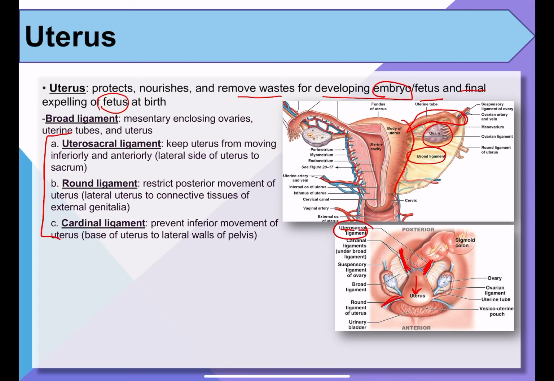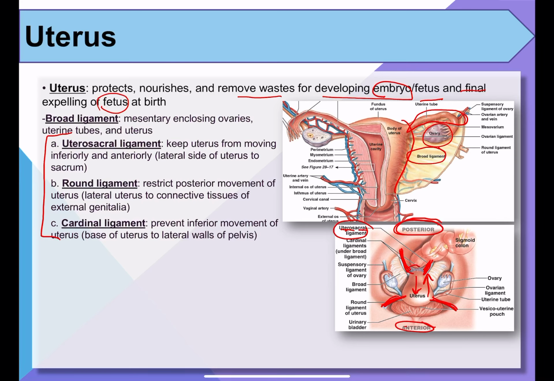Round ligaments are this one right here in the front, which connects the uterus to the anterior part of the body cavity. So this is the anterior part, in front of the body, the body's front side, and then the body's back side, the posterior side. So it restricts the uterus from moving posteriorly. If the uterus tries to move this way, it's tethered by this big round ligament, so the uterus doesn't move backwards.